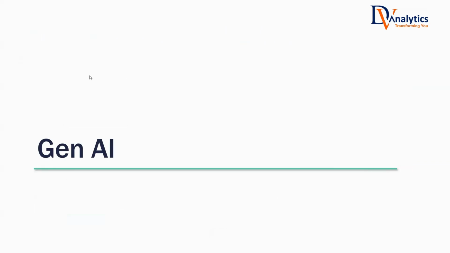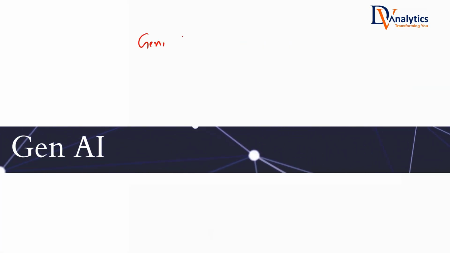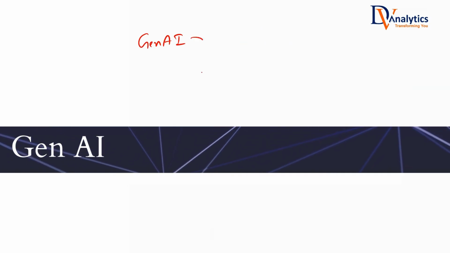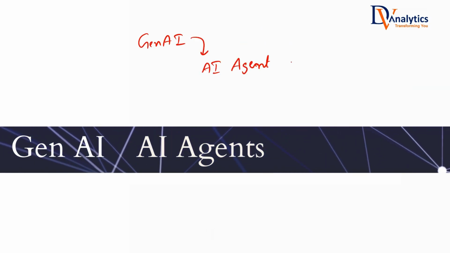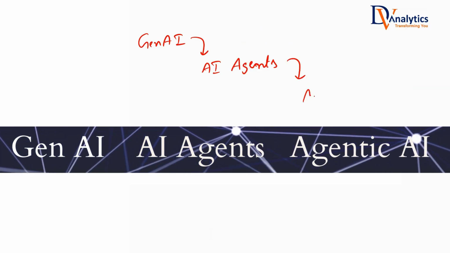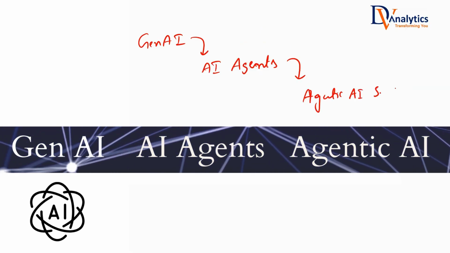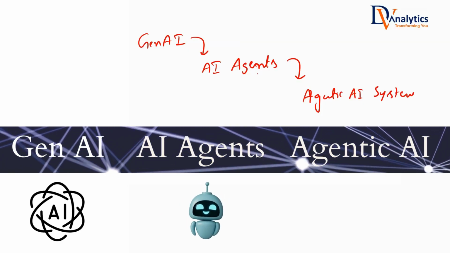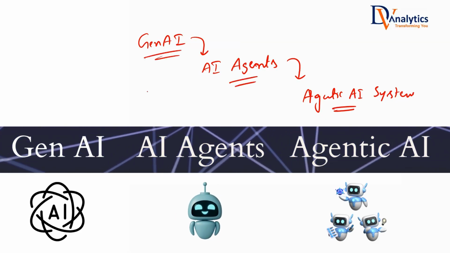But before getting there, first let's get some clarity on these three terms. The term that we hear is Gen AI. And after Gen AI, we talk about something called AI agents. But after that, agentic AI systems have emerged. So when people say Gen AI, AI agent, and agentic AI system, there are subtle differences.